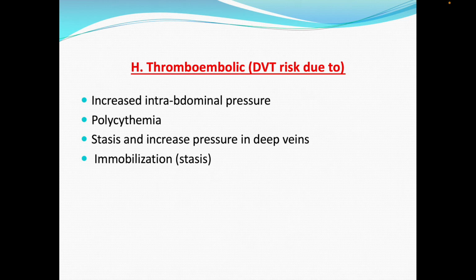Thromboembolic events. DVT risk is due to increased intra-abdominal pressure. As I discussed, there's pressure on the inferior vena cava, there is stasis in the lower limbs. There's chronic hypoxia leading to polycythemia, which is another factor causing an increase in viscosity and can cause thromboembolic events. Stasis and increased pressure in deep veins.